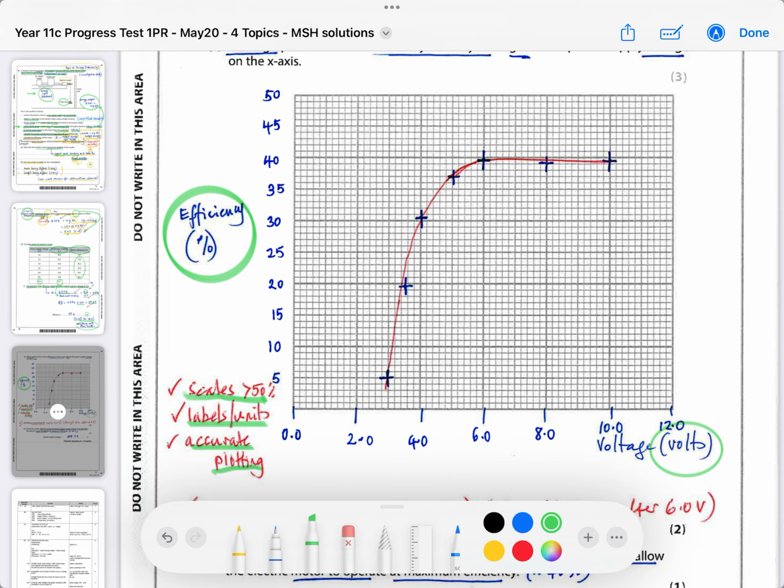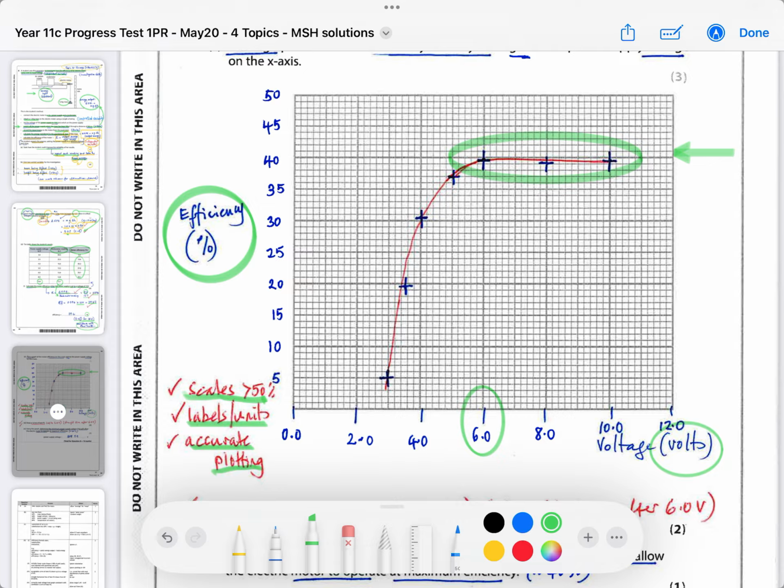So I've drawn my curve of best fit in red. And there's 2 bits to it. As it's rising, the efficiency goes up. And then it plateaus and kind of becomes a straight line here, and they're expecting you to realize that it becomes kind of constant efficiency beyond a certain value, which is around 6 volts. Can you see that? That's when the efficiency flattens out.